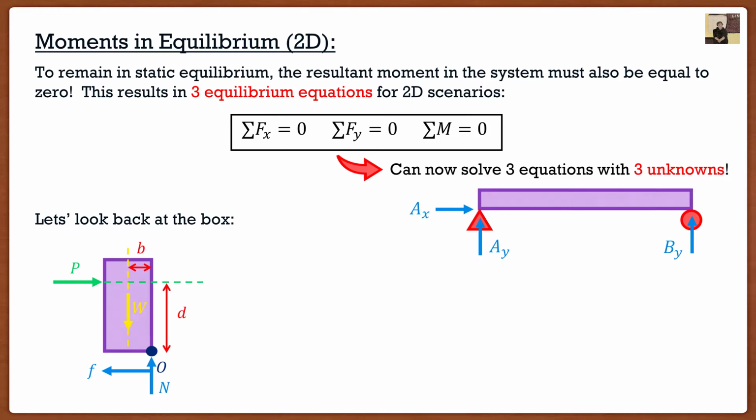These distances are actually called moment arms. So D here would be the moment arm of P, and B would be the moment arm of W. Now let's use our equilibrium equations to try and analyze what's actually happening with this box.